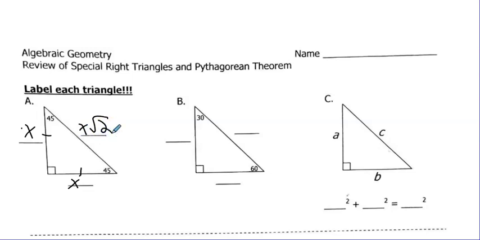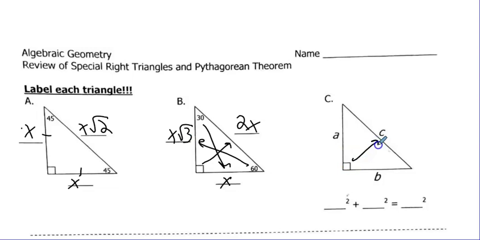Now, on this one, on B, remember, this is our small legs. That's what we always want to start with. Our hypotenuse, right there, is always just 2 times the short leg. And the long leg, right here, is always X times radical 3.